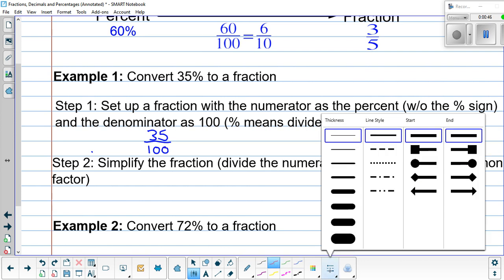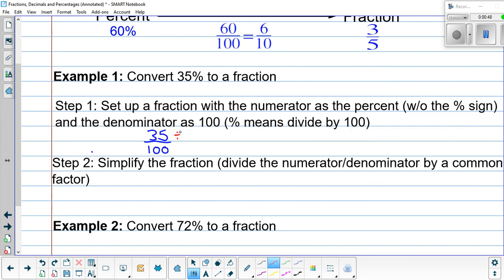Simplifying fractions, if you remember, we just have to divide the top and bottom by something common. Here, I see that 5 will go into both of these. So I'm going to divide them both by 5. That means 35 divided by 5 is 7, and 100 divided by 5 is 20. So now we have our fraction from a percent.